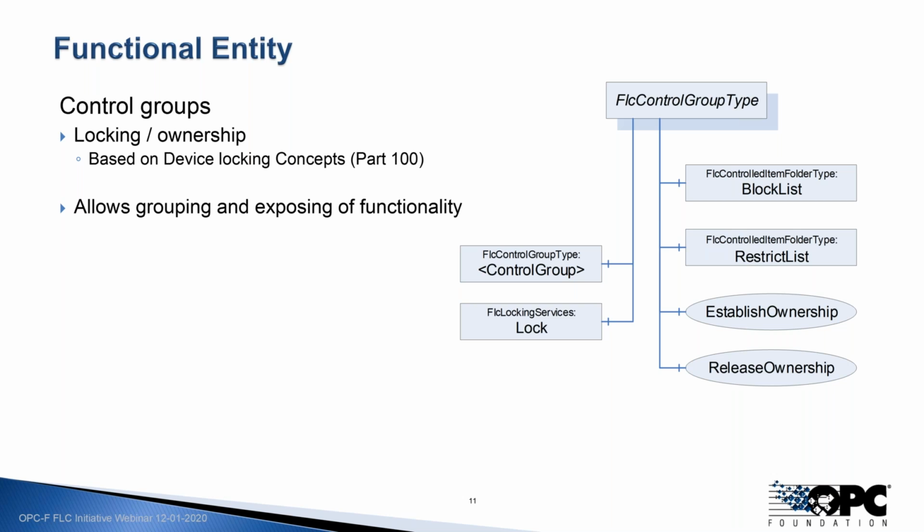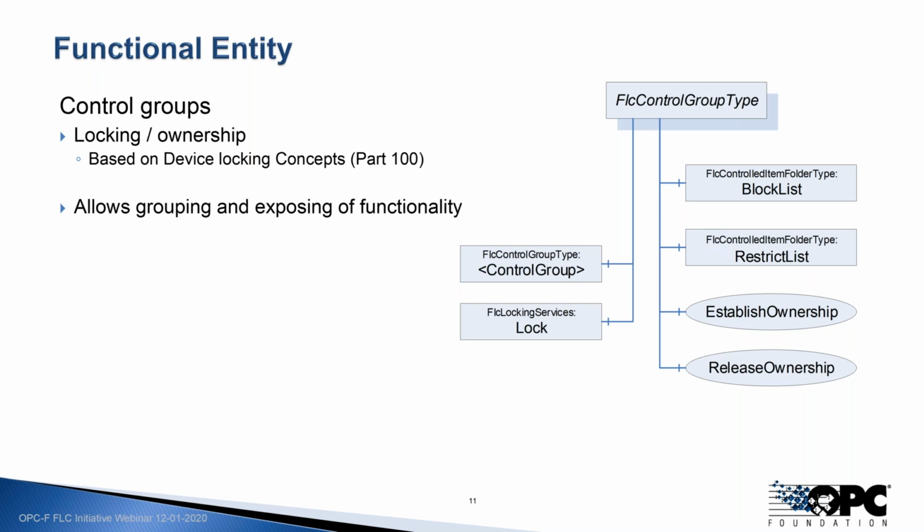So maybe I have two control groups, one that says this is in cascade mode, one that says this is not. So I can lock it to cascade. I can also lock it to PID. The way you use the control groups is really up to the application designer and what they've defined to do. We don't mandate or specify how to do it, but it is capable of a wide range of uses.